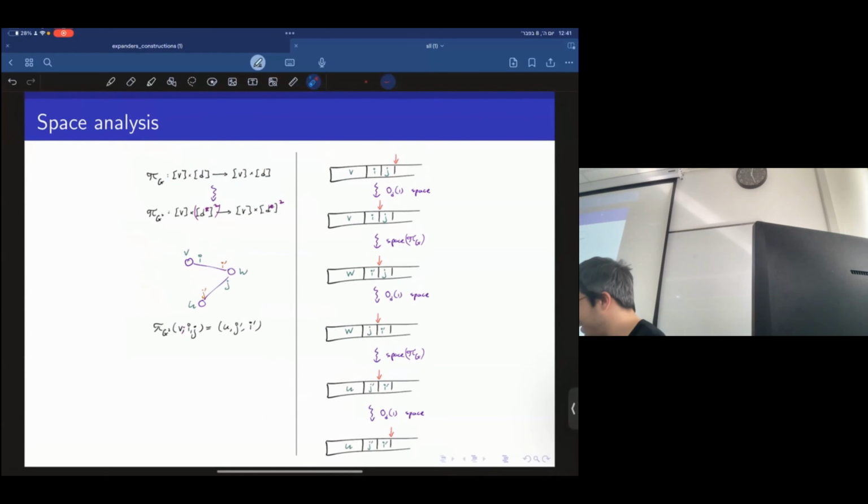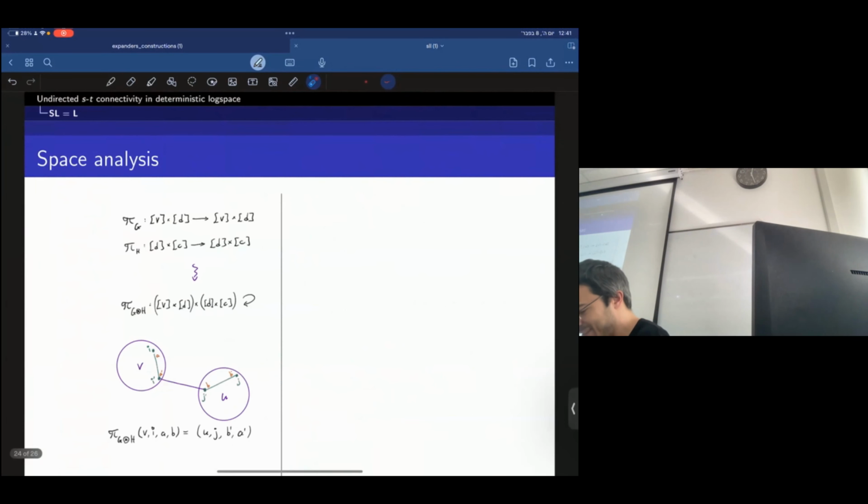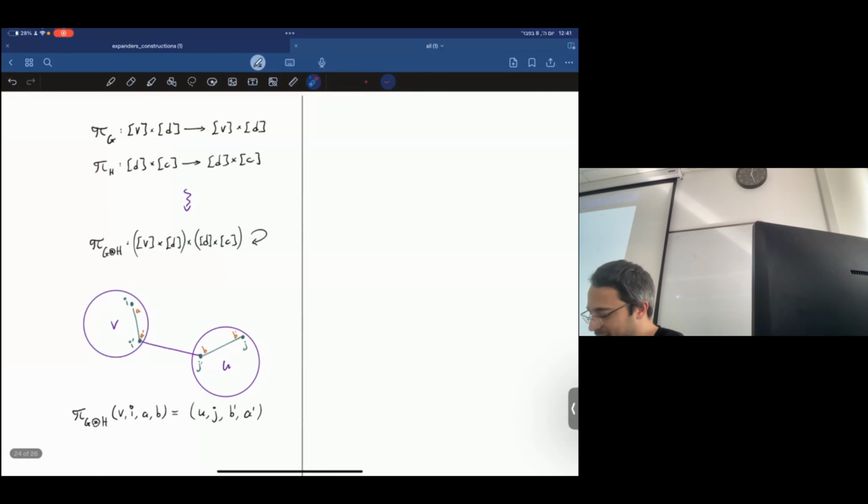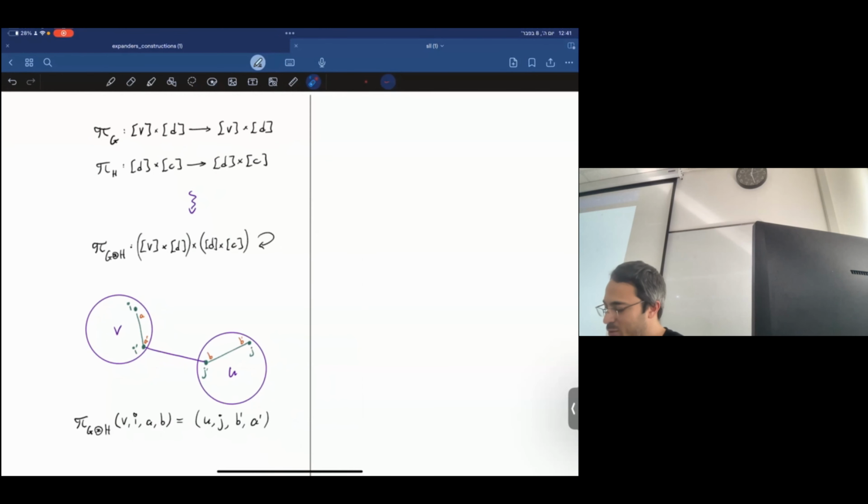Maybe we should talk about it, but I do want to do the zigzag first. So in the zigzag, it operates kind of the same, but it's nicer. You are given pi g and pi h. Forget about gk and so forth. Just pi g and pi h, where g has vertex set V and is D-regular, and H is also regular, of course, because otherwise you cannot zigzag.